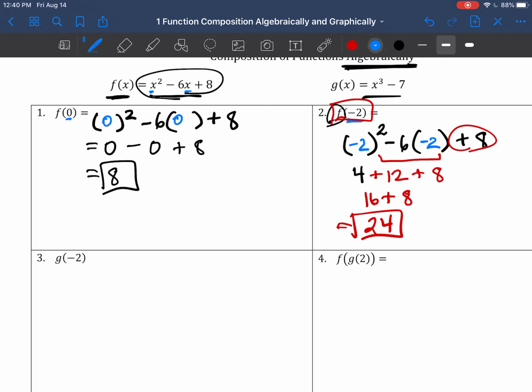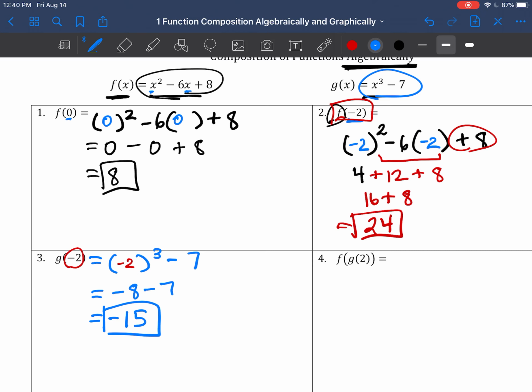Now we're switching to the g function, which says x cubed minus 7. And so for our input, we're plugging in negative 2. And negative 2 cubed is negative 8. Negative 2 times negative 2 is positive, times another negative 2 makes it negative once again. And so negative 8 minus 7 gives us a negative 15 for our output.